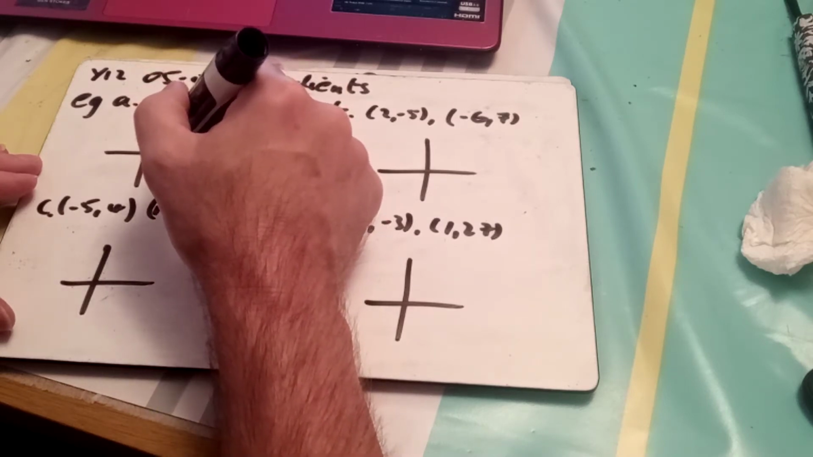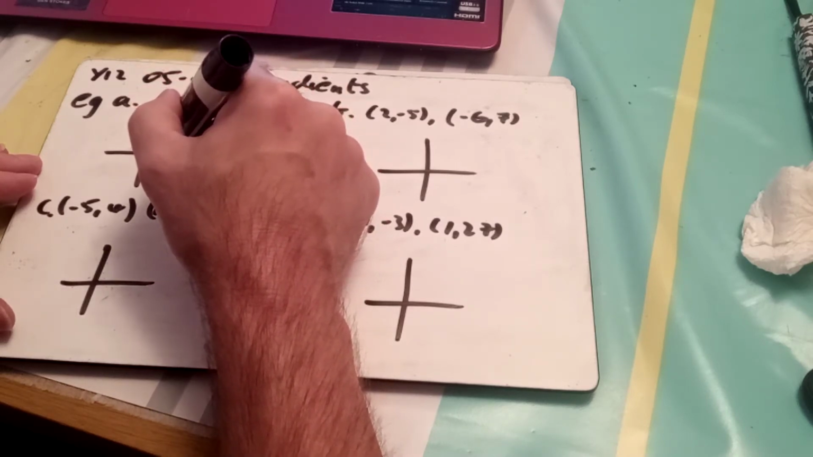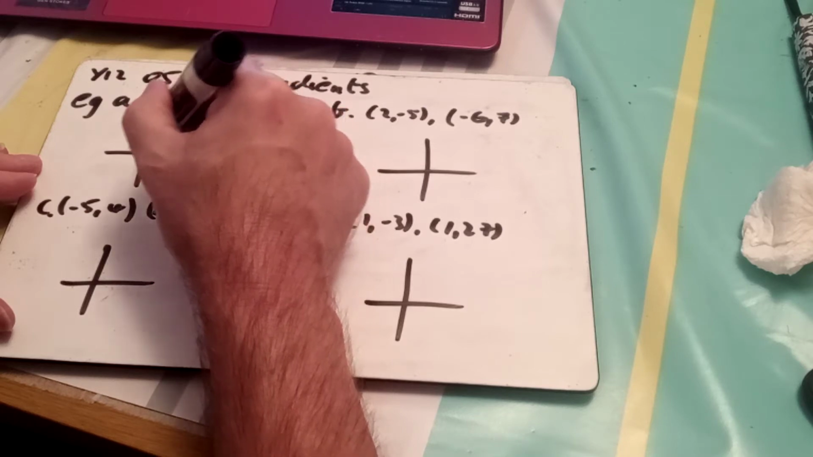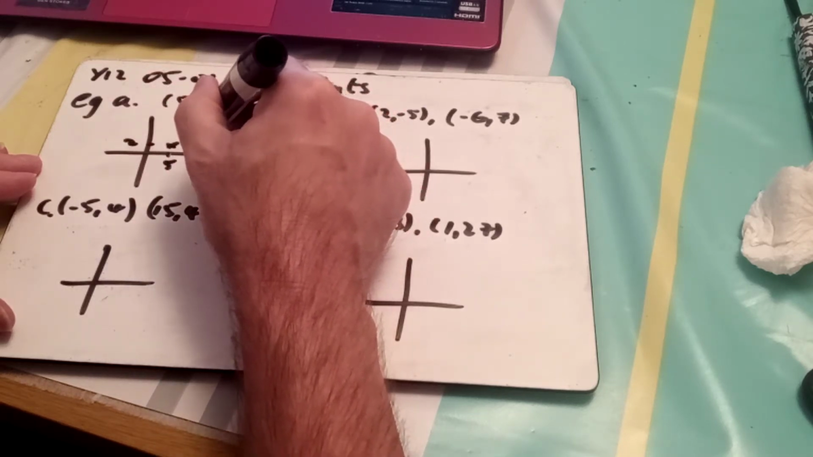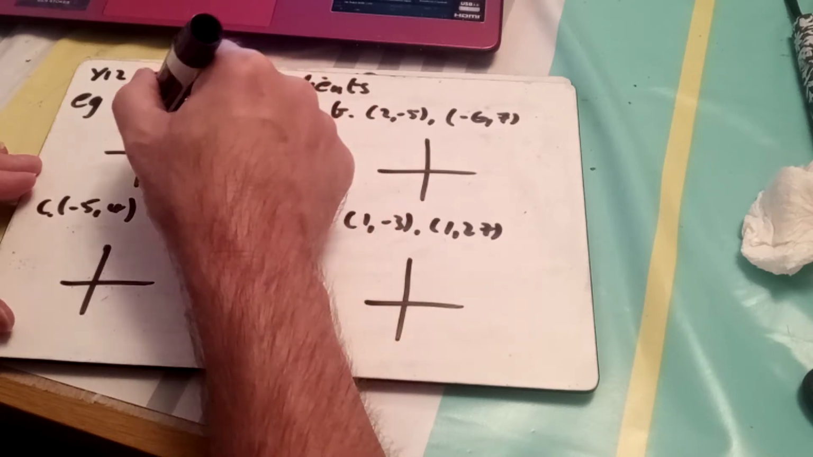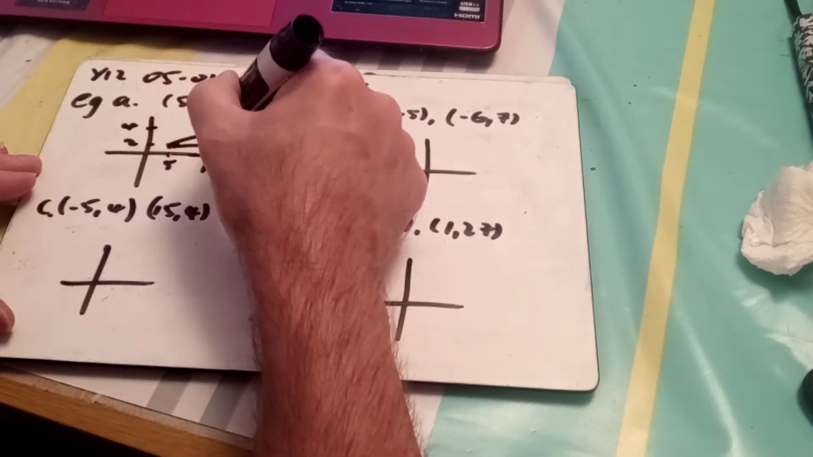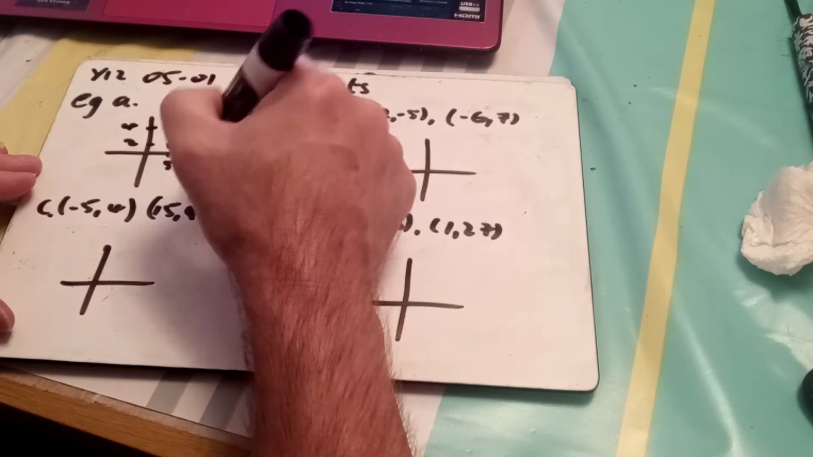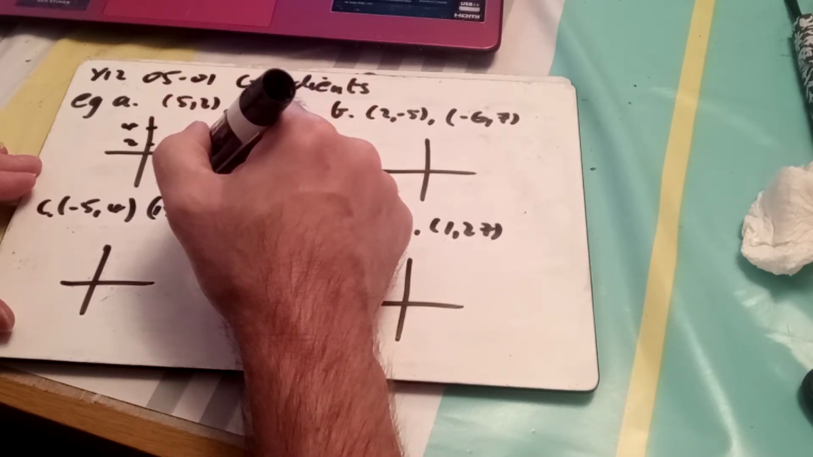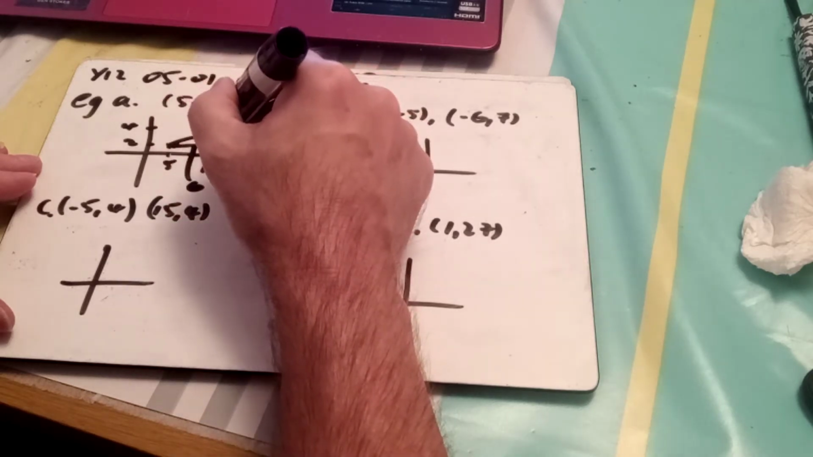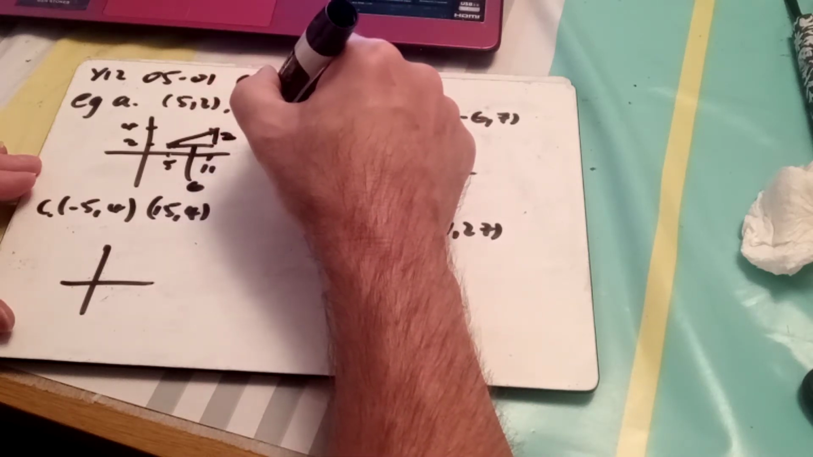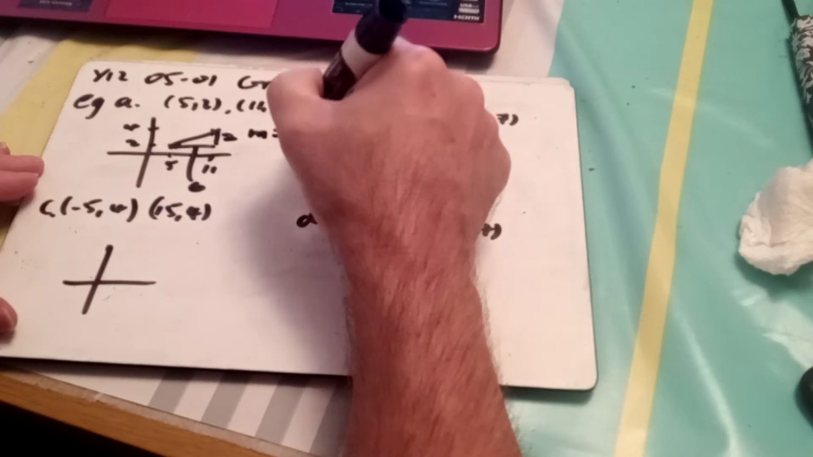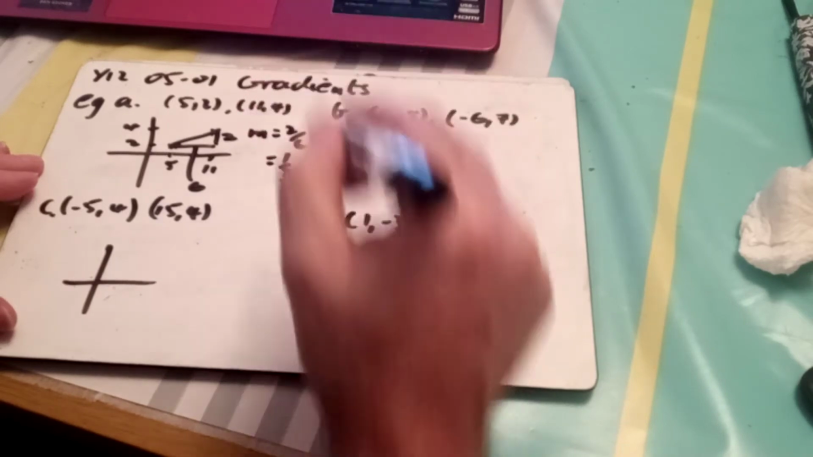sketching, so I'm going to plot 5, 2 for the first one there, and there's 5, and there's 2, and then I'm going to go 11 and 4, and I can then see quite clearly that I've got a change in x of 6, and a change in y of 2. I'm going to use m for gradient is 2 over 6, which is a third.